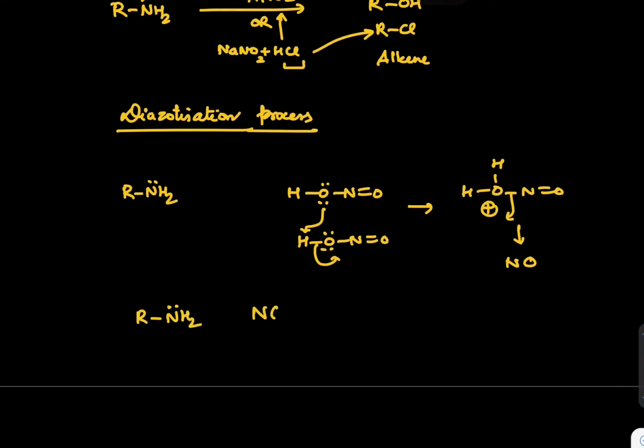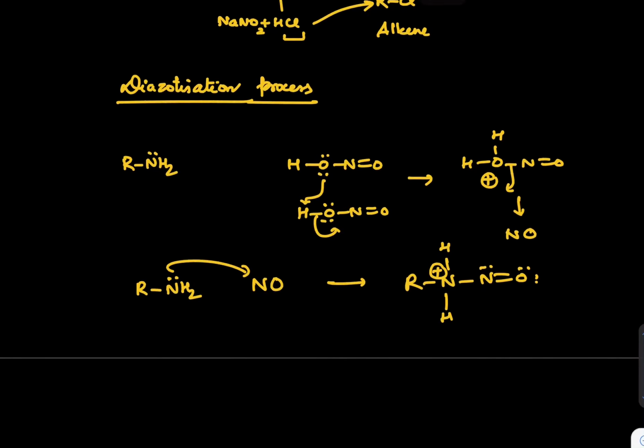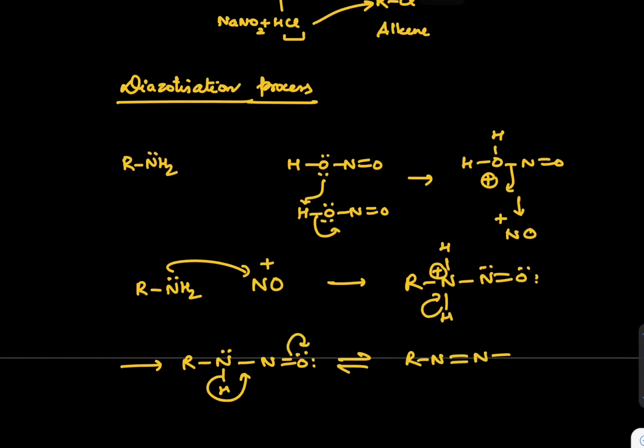Now the same NO is responsible for further reaction on RNH2. So we can say RNH2 will attack on NO. Once it attacks on NO, it will form RNH plus and double bond O. What is happening basically is that NH2 is attacking here and the bond is breaking towards this side, so NO plus is being attacked by RNH2. Once you get this, remove H plus, you'll get RNH and double bond O. And later we can tautomerize it to get R and double bond N OH.